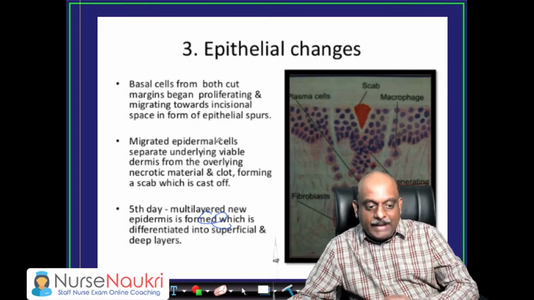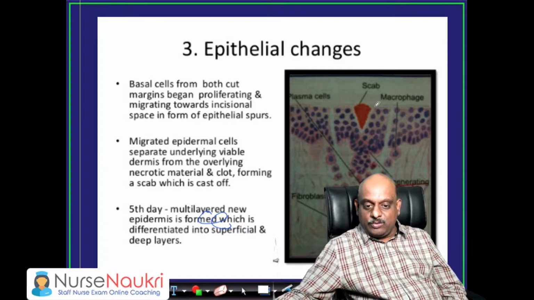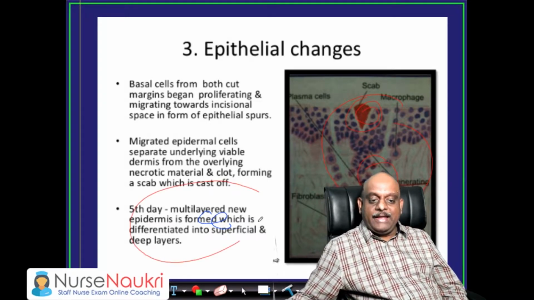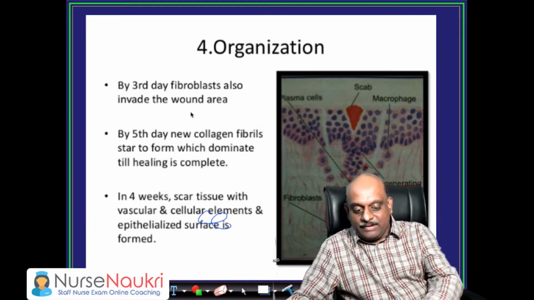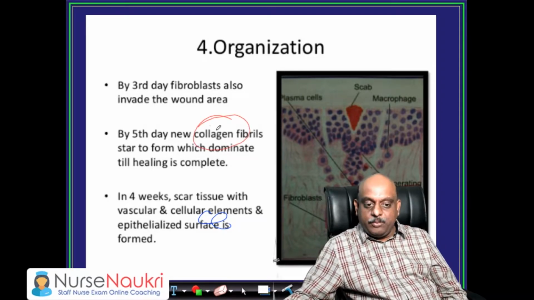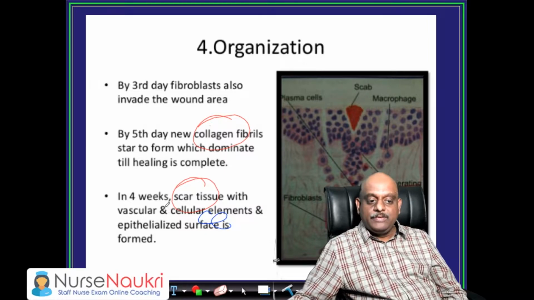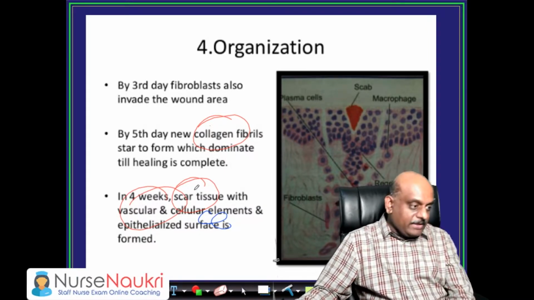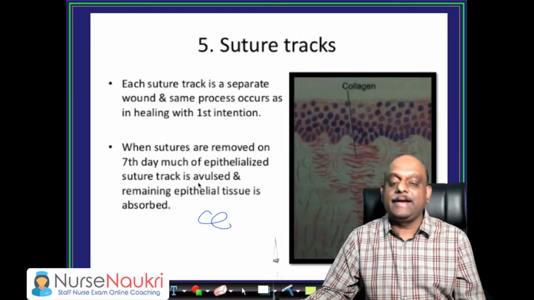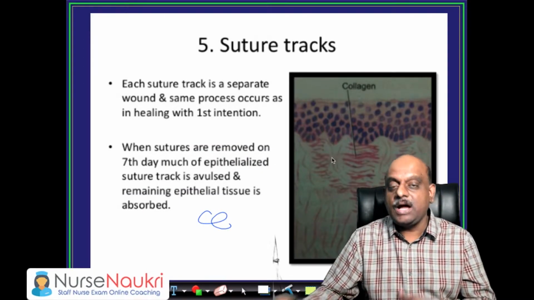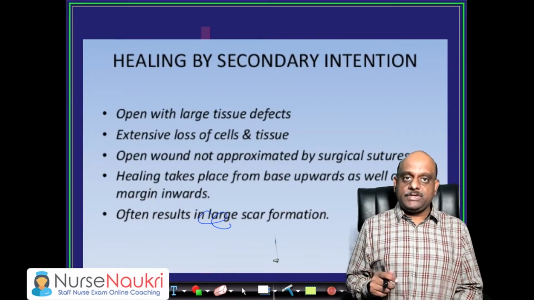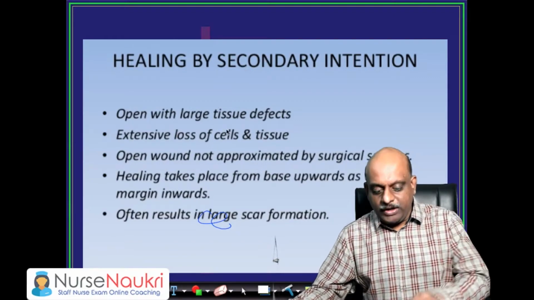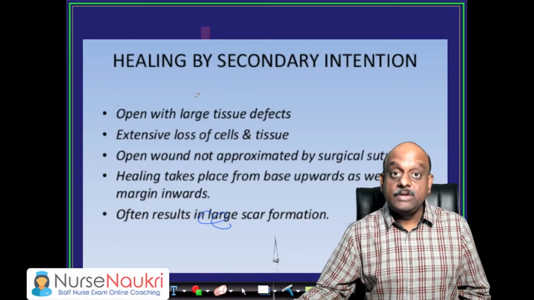Then after that, epithelialization occurs. Epithelium will start growing, right, to fill the gap. By 5th day, there will be a newly formed epidermis that you typically see. Then typically the fibroblasts come, they put the collagen and the scar tissue forms, and in about 4 weeks you will find the scar tissue organization occur. And this is how the healing by primary intention, where you can apply the sutures and it is a clean wound. Then what is meant by healing by secondary intention?